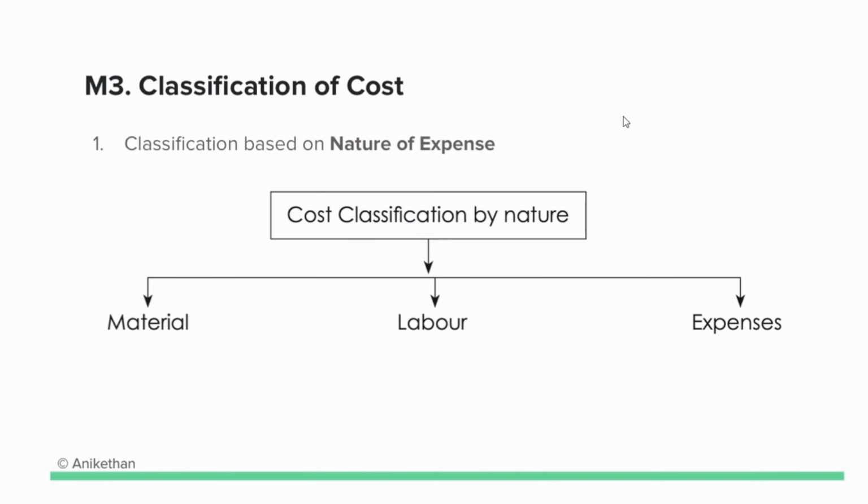Now let us study what are the different methods of classifying the cost. At first, you can classify them based on nature of expense: material, labor, expense. Very easy to remember. This is the first method. I will not go deeper on it.